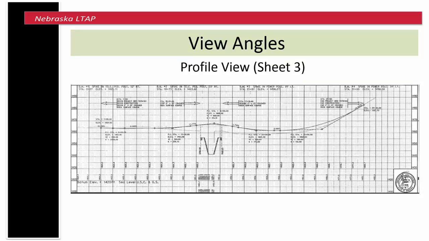The bottom half of sheet 3 is the profile view. The profile view depicts the vertical plane along the longitudinal center line of the road, expressed in elevation or gradient. You are looking through the project, sometimes referred to as a worm's eye view. Plan sheets like sheet 3 are called plan and profile sheets.